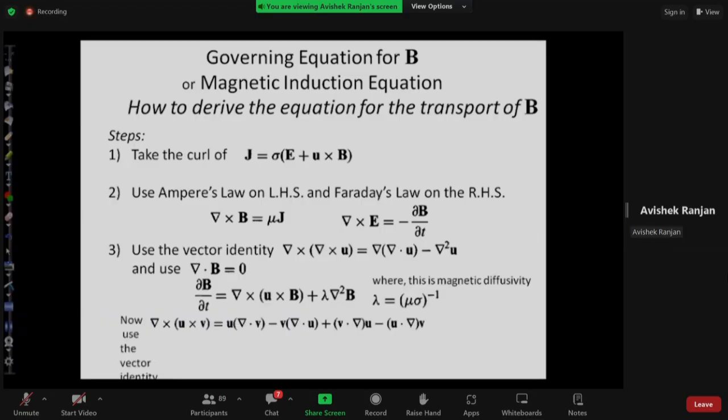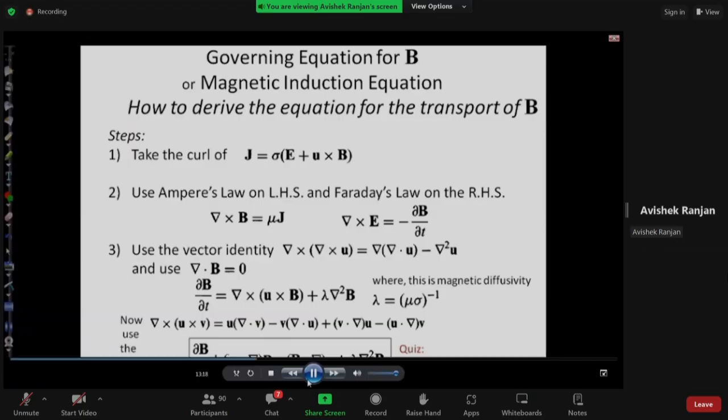Now you can use some more vector identities and use the fact that the fluid is incompressible. We can obtain this equation, which is also called the induction equation. Does this equation remind you of a very important equation in fluid mechanics? You can pause the video and think about it.